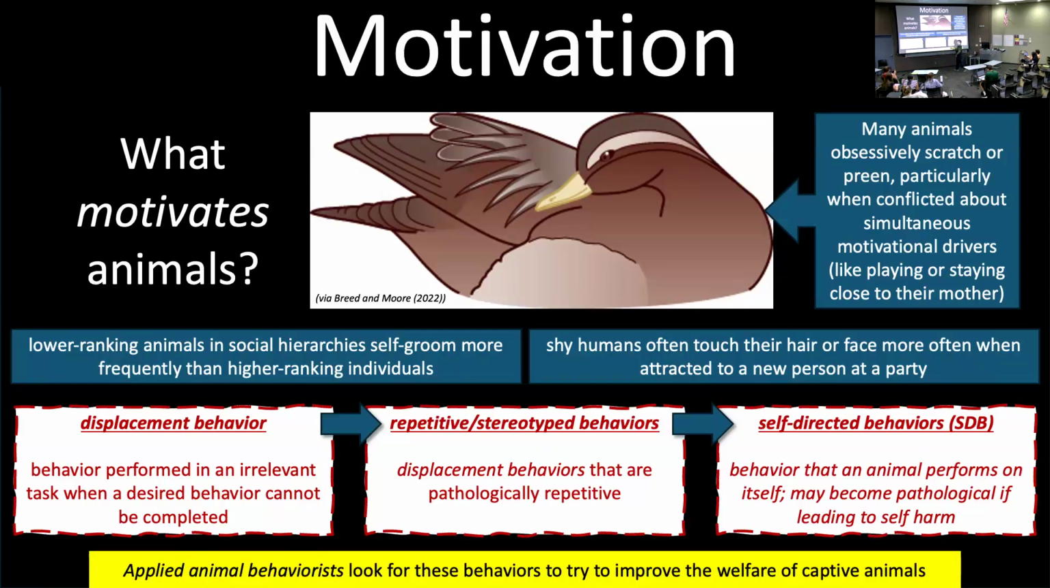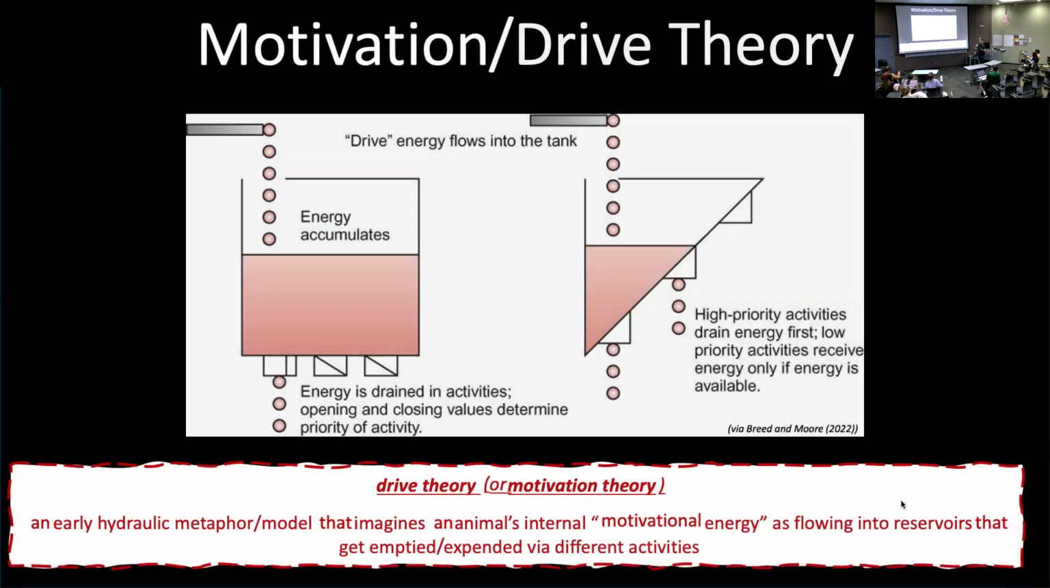This is all driven by these old ideas of displacement behavior, that desired behaviors that can't happen lead to irrelevant behaviors happening instead. And so if you can figure out what the desired behavior is, or resolve the conflict, you can get rid of the potentially harmful displacement behavior. That's the idea behind these sorts of motivations. All of these are related to each other, but you wonder, where does all this come from?